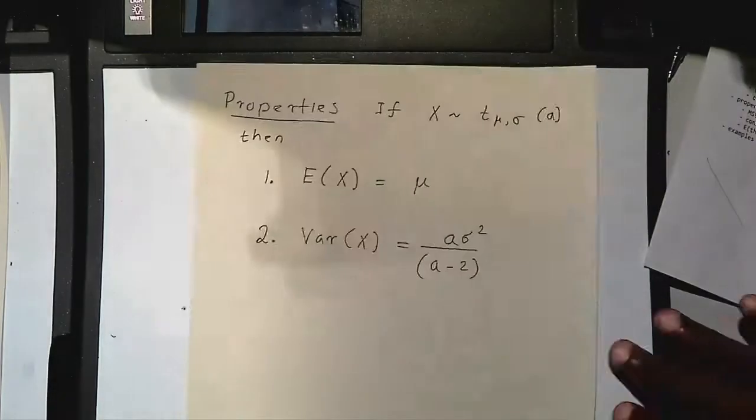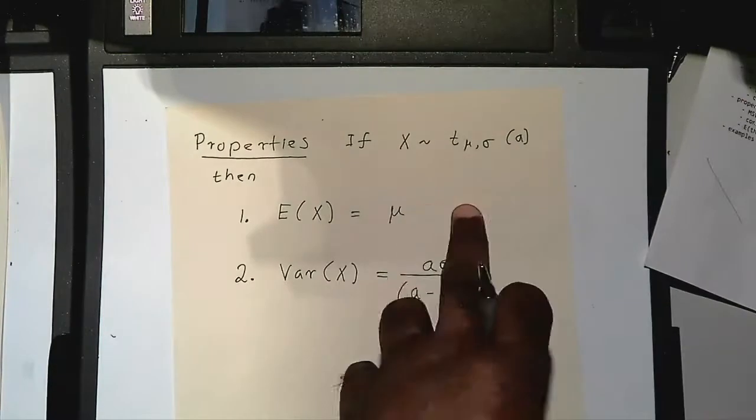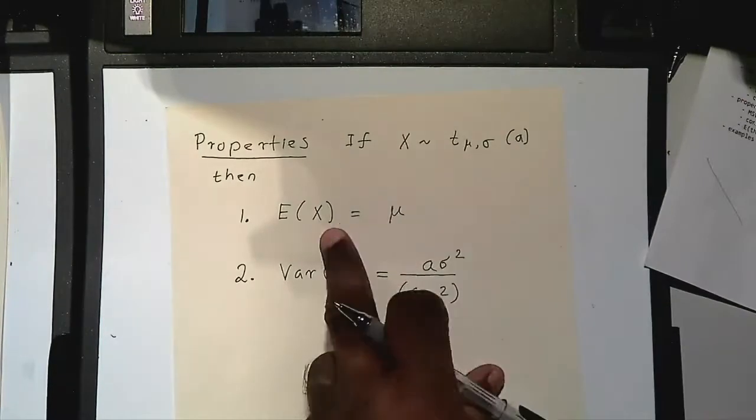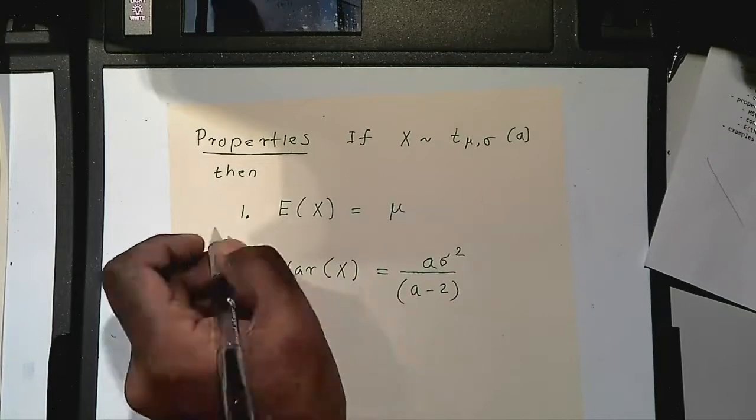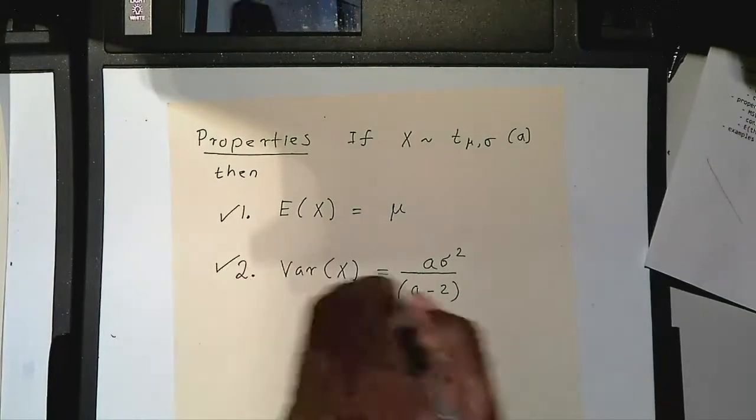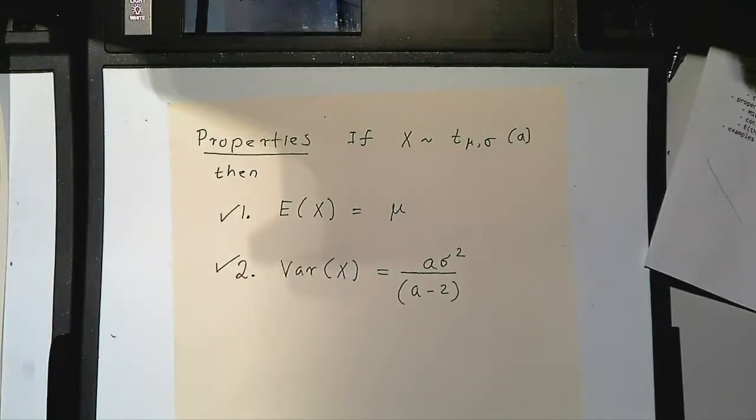Right. The next thing I talked about on Monday was some properties. These are 2 properties for the extended t-distribution, namely the expectation is mu and the variance is given by this formula. Once again, you will need to know how to prove this. If I ask you to prove this in an exam or coursework or whatever, you will need to know how to prove this. So when I put a tick, it means that you need to know.